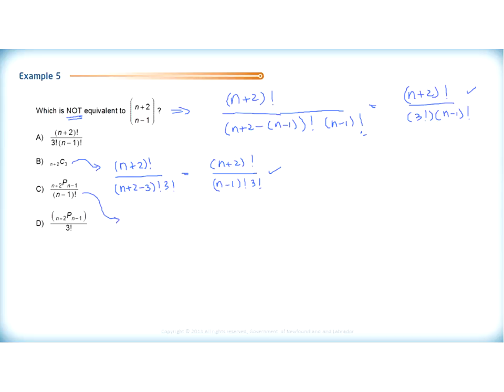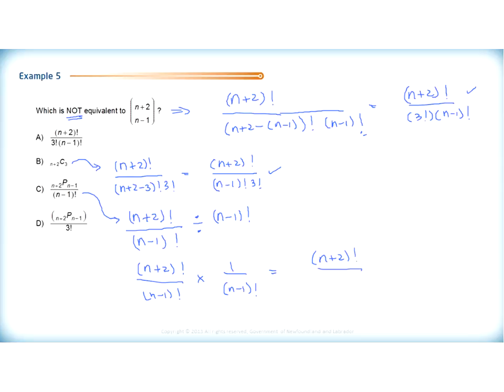What about C? The P of n plus 2, choose n subtract 1 over n subtract 1 factorial. Well, the P of n plus 2, choose n subtract 1, will be this. N plus 2 factorial divided by n subtract 1 factorial, divided by n subtract 1 factorial. When I multiply this by the reciprocal, n plus 2 factorial over n subtract 1 factorial times 1 over n subtract 1 factorial, I'm going to get n plus 2 factorial over n subtract 1 factorial times n subtract 1 factorial. That one is not correct. So which one is not equivalent? The answer is C. D, by the way, if you do it, will work out fine.